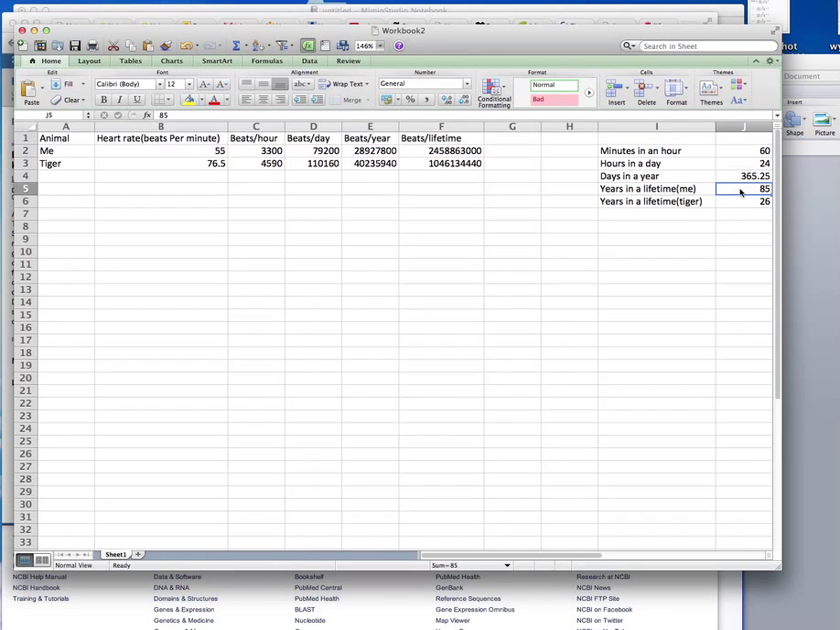Or maybe my life expectancy because of hereditary things is only 62. And I'll look at my beats per lifetime. And see how it just changes on the fly? So that changes automatically for you if you set it up this way. I can just change these numbers and the equations stick. It just calculates it on the fly for you.